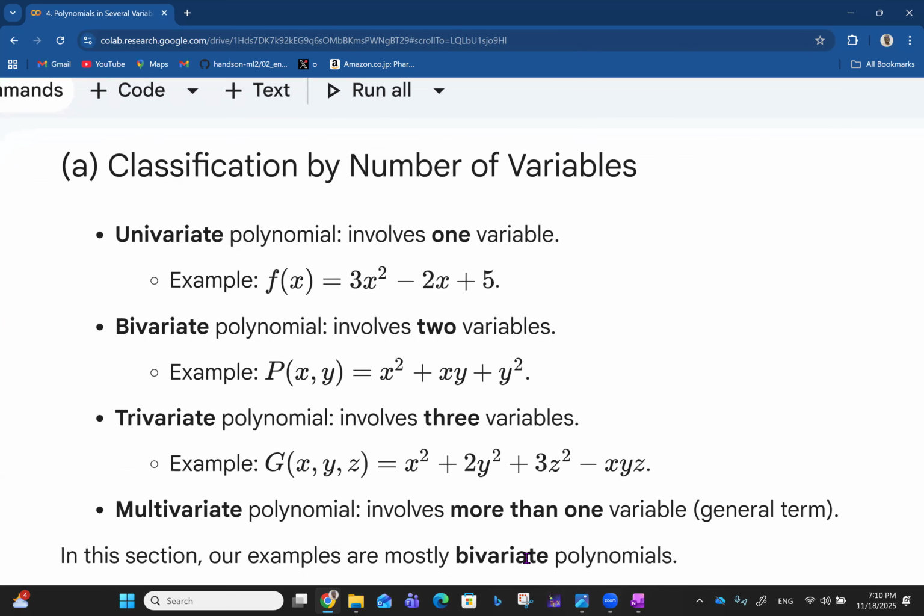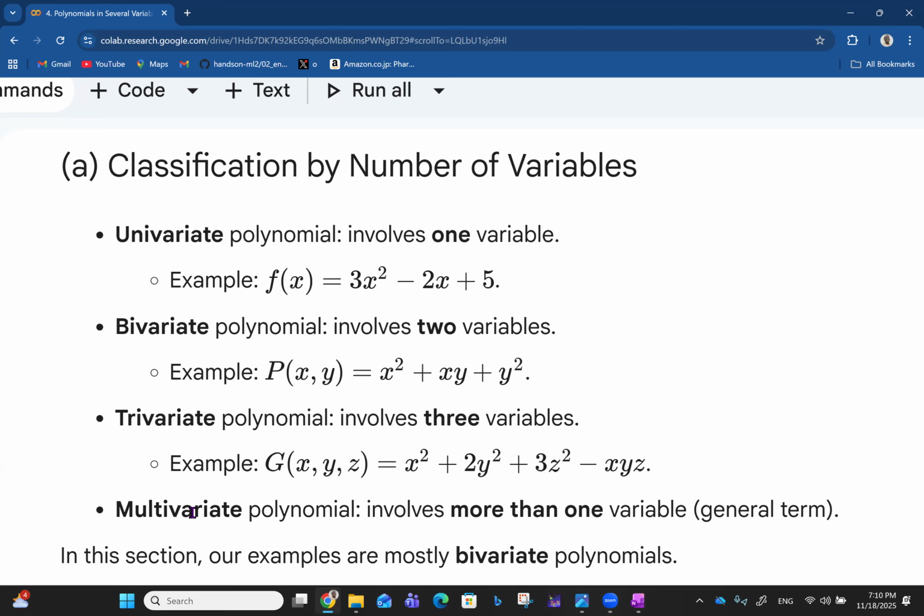Okay, so classification by number of variables. You can have a univariate polynomial which involves only one variable. That's what we've mostly considered in the first 3 videos. An example is f of x equals 3x squared minus 2x plus 5. So just variable x. Then we can have a bivariate polynomial which involves 2 variables, like the ones we've been considering here too. So p of x comma y, which is x squared plus xy plus y squared. So you have x and y as variables. Then you can have a trivariate polynomial which involves 3 variables. An example is g of x comma y comma z, which is x squared plus 2y squared plus 3z squared minus xyz. You can have any of the terms as far as the 3 variables appear.